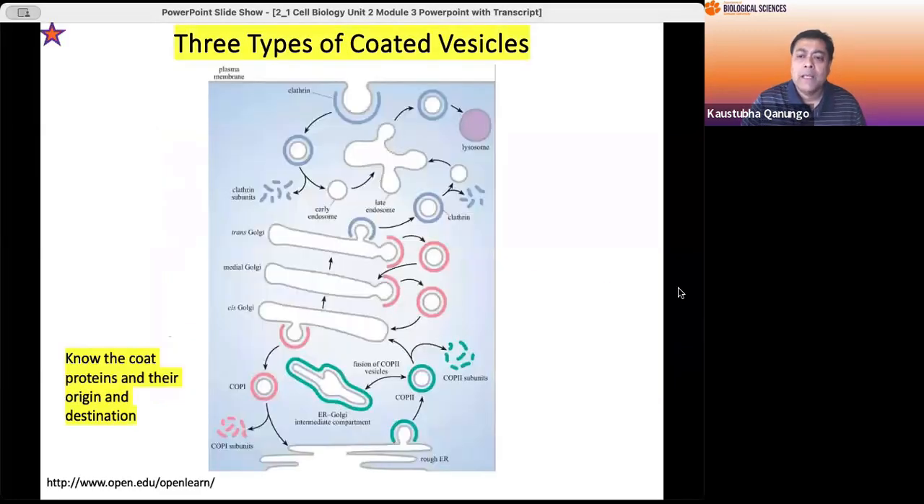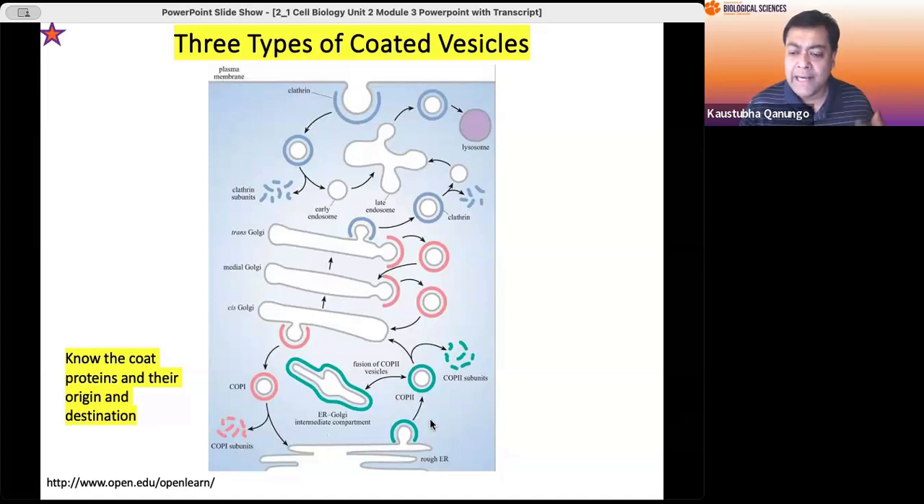Where is what? If you see anything that goes from the ER to the Golgi, forward, they are COP2 coated. Anything that is retrograde, that is coming from Golgi to ER, or in between Golgi, retrograde, anything retrograde from the Golgi is COP1. And everything else, anything forward from Golgi, or anything inward, rather, endocytosis from the membrane, is clathrin. So it's pretty easy to remember.